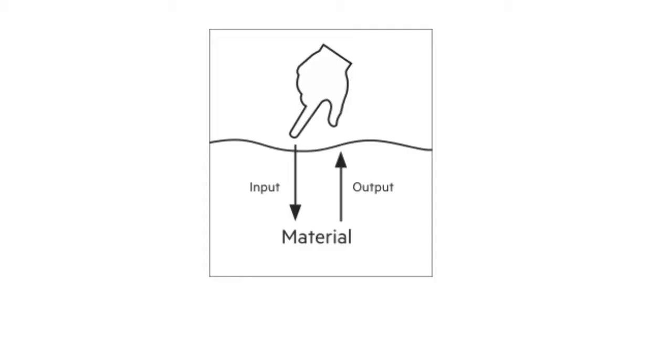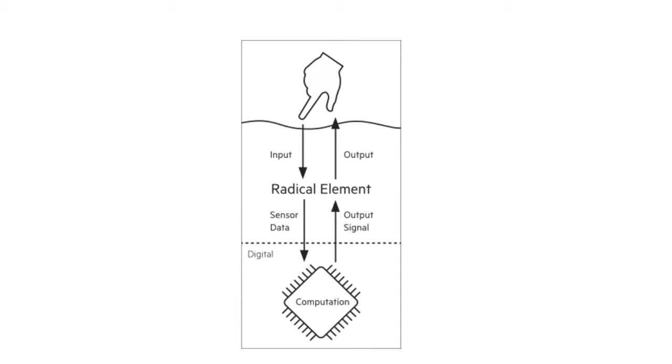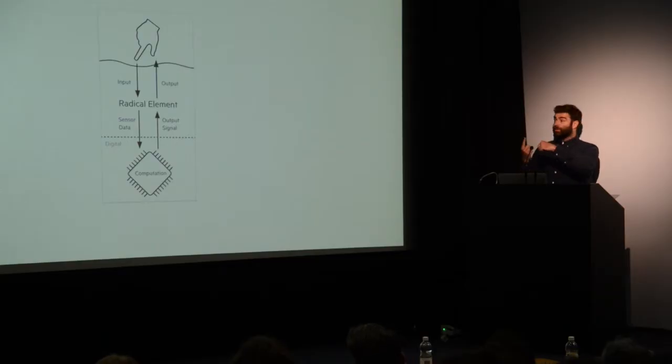And so usually when we interact with materials, you basically act on the material. Let's say you bend a piece of wood and the material acts back on you. And then if you do this radical element transducer theory where you put something in there that can not just sense the input but also act on you, the material actually truly mediates between not just the material anymore, but the computation and you.